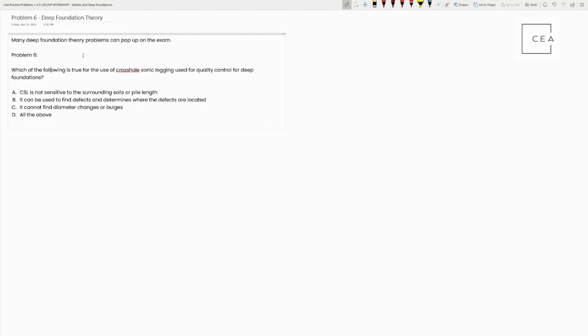And you're thinking in your head when you look at this, do I even know what cross-hole sonic logging is? Like, I've played Sonic the Hedgehog, but I have no idea what this is talking about, and maybe that's you. But you need to read up on it. So, A, CSL is not sensitive to the surrounding soils or pile length. B, it can be used to find defects and determines where the defects are located. C, it cannot find diameter changes or bulges. And D, all the above.